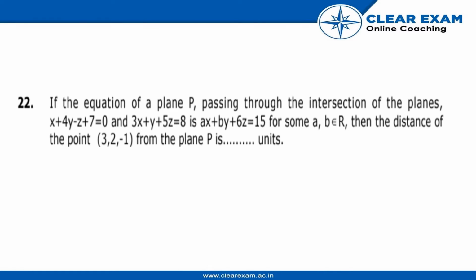The given question is: if the equation of a plane P passing through the intersection of the planes whose equations are given is equal to this equation for some a and b which belong to the set of real numbers, then we have to find out the distance of the point (3, 2, -1) from the plane P.